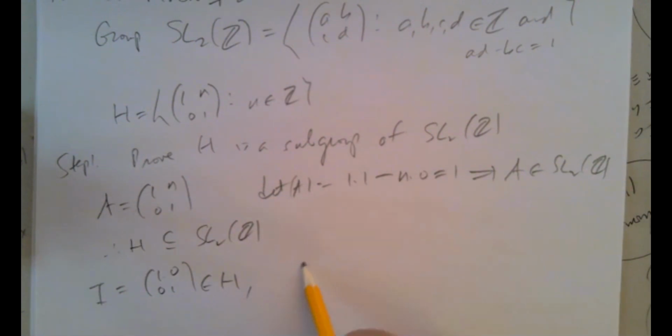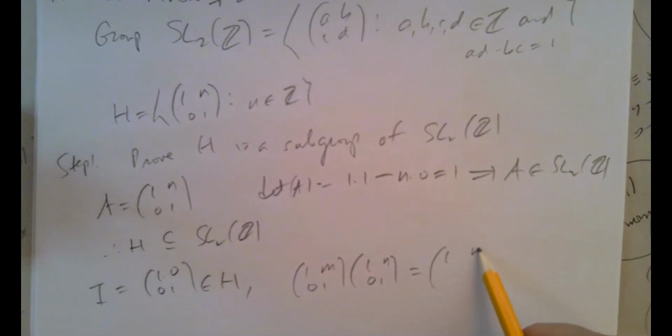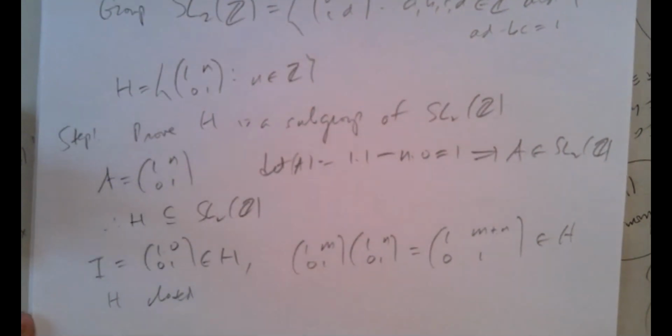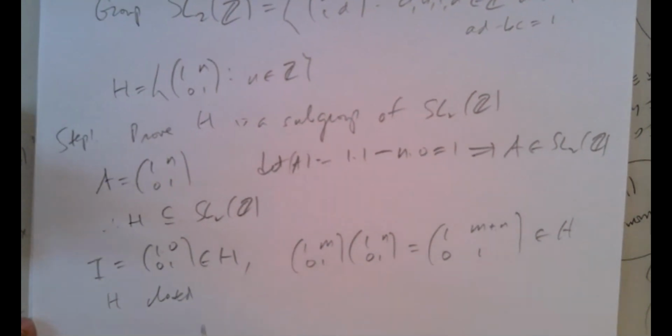And if you multiply two matrices in H, if you multiply two matrices of this form, just by matrix multiplication, you get this matrix, which is in H. So H is closed under matrix multiplication.